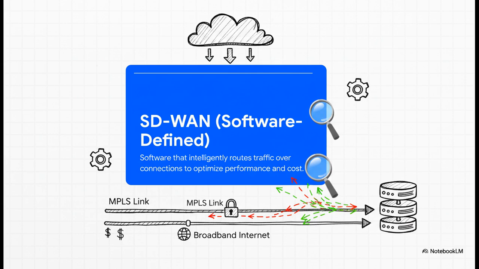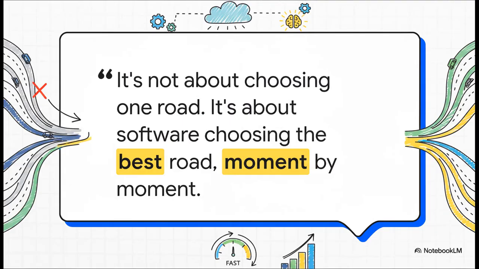It can use different types of connections at the same time, like a super reliable but expensive private line, and also a cheaper broadband internet connection. And the software is smart enough to dynamically pick the best road for your data at any given moment. This quote just nails it.